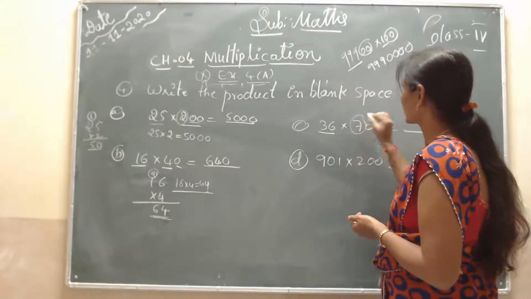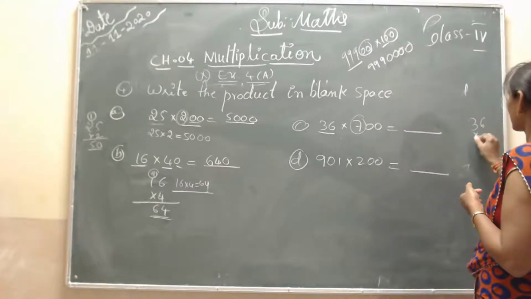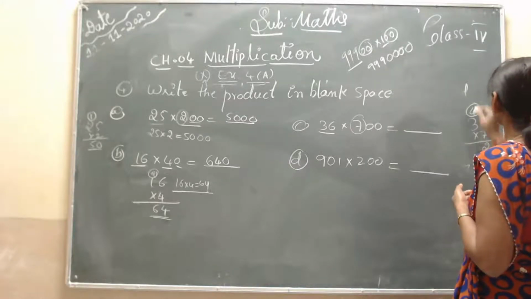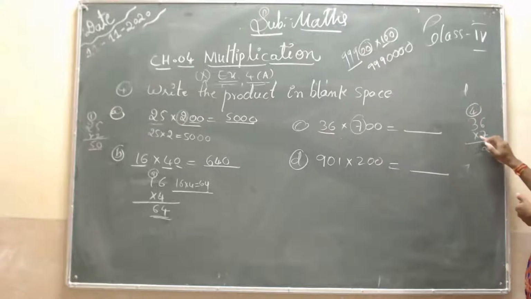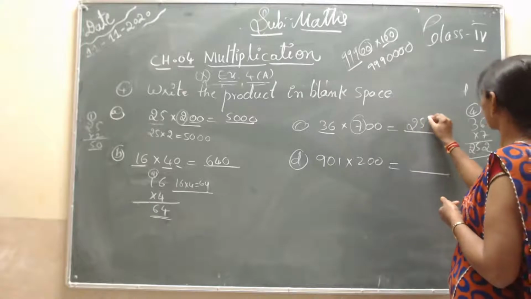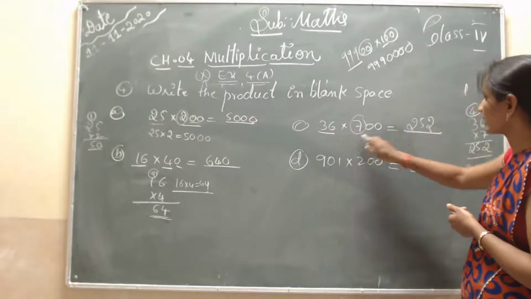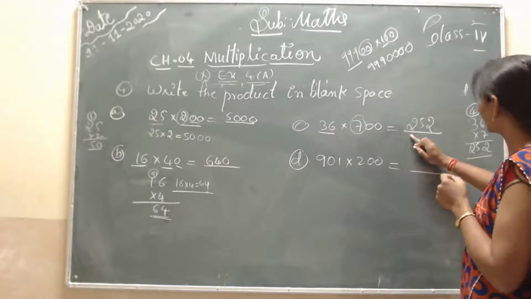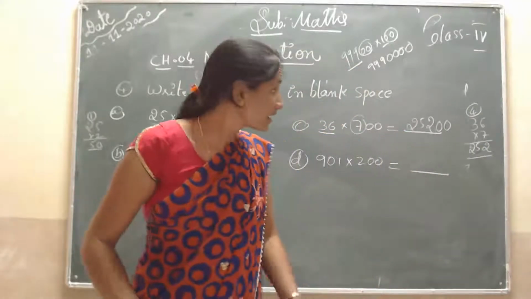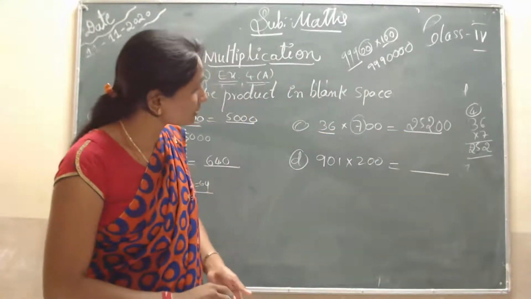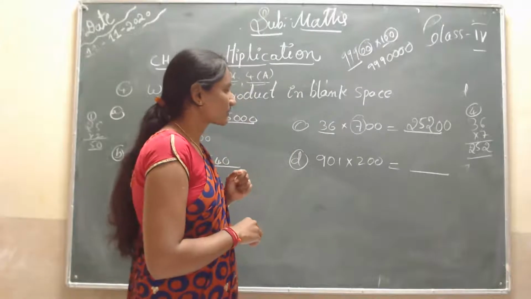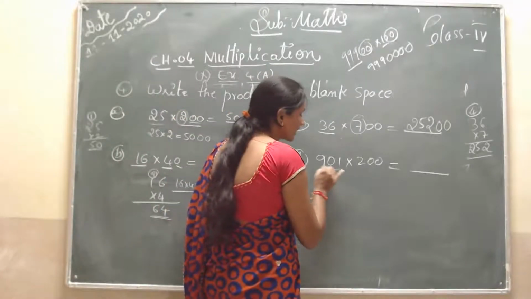Next, here also the same method. So 36 into 7. First you have to multiply 36 into 7. 7 sixes are 42, 7 threes are 21, 21 and 4 is 25. Students, that is 36 into 7, which is 252. How many zeros are left? 2 zeros are left. So what is the answer? 25,200. What is the total answer? 25,200. Yes.